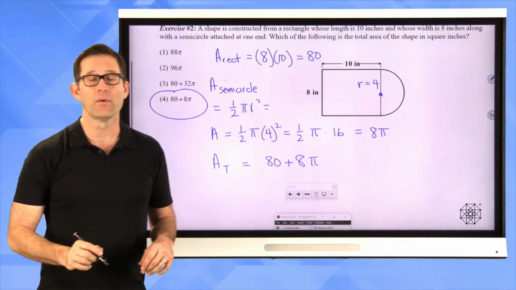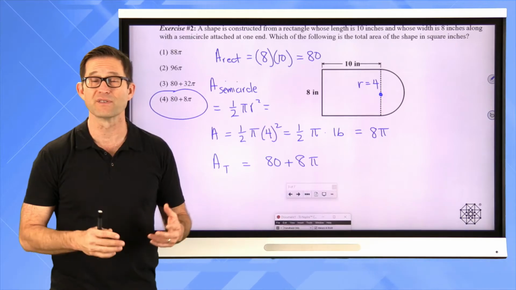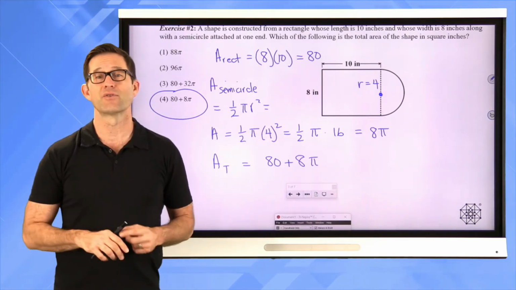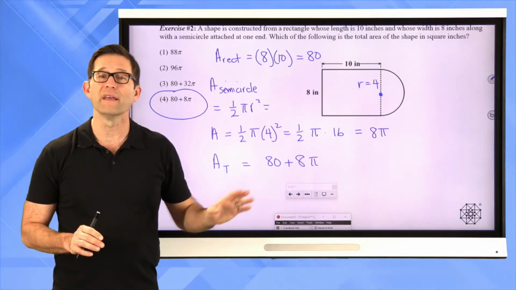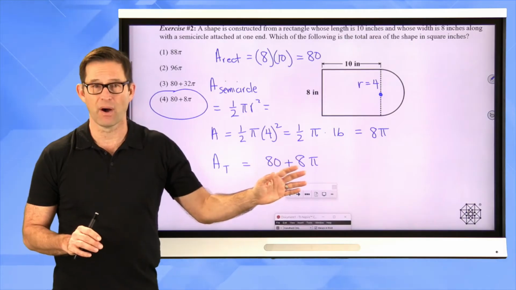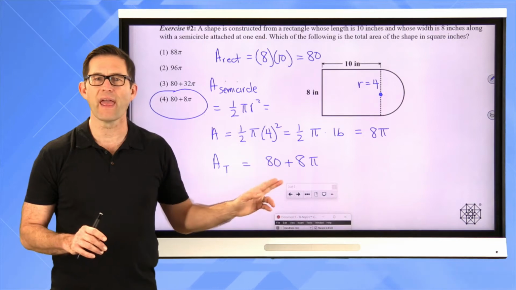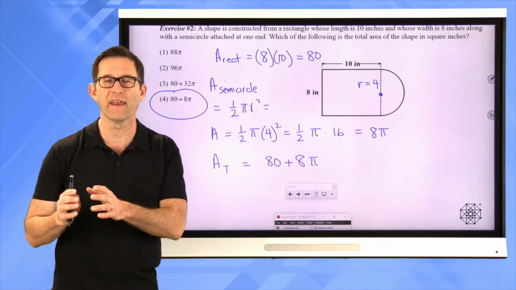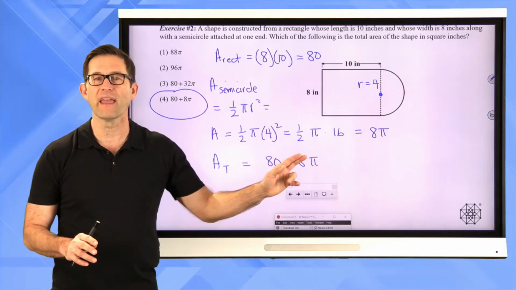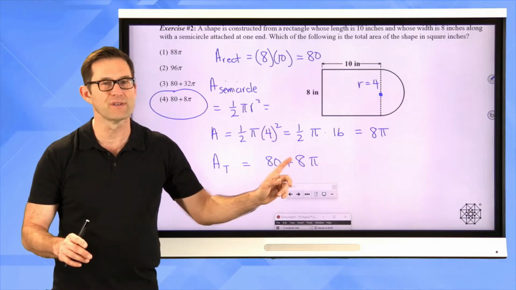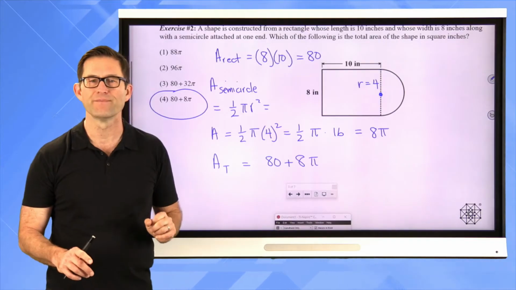The real issue, though, that I want to make sure you understand is this: if this isn't a multiple choice question, if this is free response and they say, leave your area in terms of pi, you can't make it into 88 pi. The only way you could do that is if it was 80 pi plus 8 pi. There is no pi attached to the 80. Think about it as x. If you had 80 plus 8x, you couldn't make it 88x. And just the same, if I have 80 plus 8 times pi, order of operations, that 8 times pi is its own term and cannot be combined with the 80. All right, so that's just important.